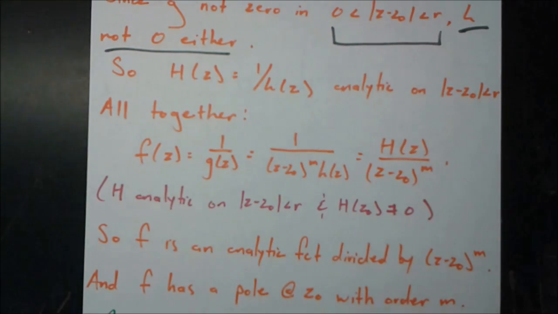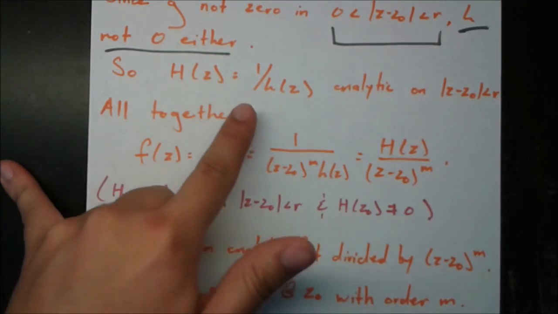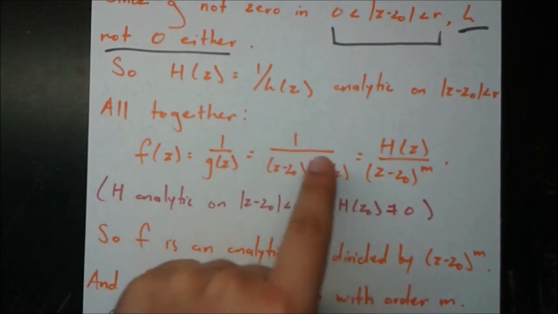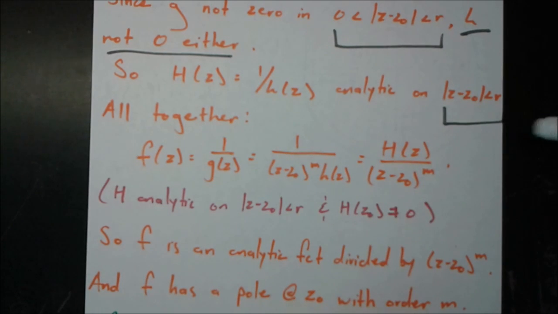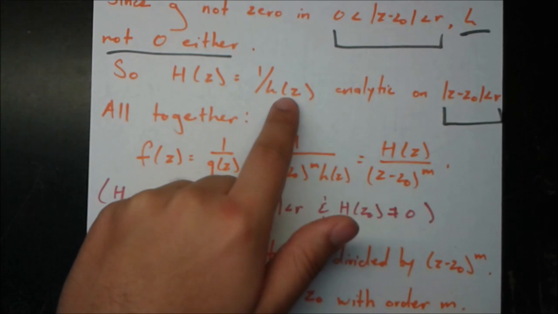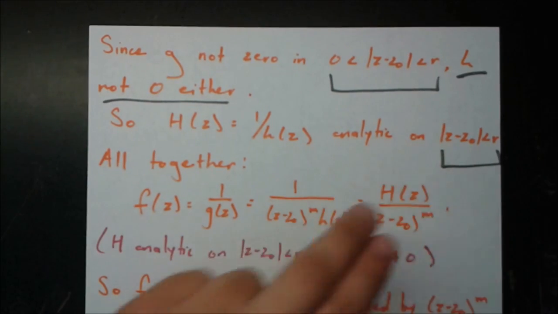So now we're going to define yet another function, the last function to define, promise. We have big H of z is 1 over small h of z. And this is analytic on the set where the modulus of z minus z naught is less than r. So it's analytic on the entire disk. And why is that? It would not be analytic on the entire disk if the denominator causes any problems. But does it? No, because h is never 0. So no problems here. It's analytic on the entire disk.